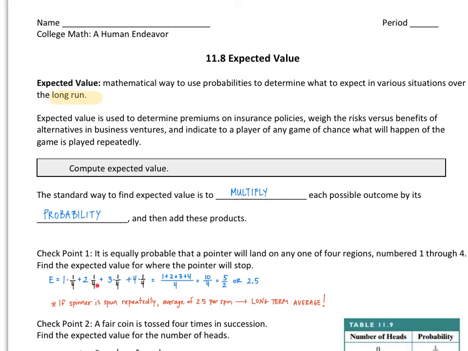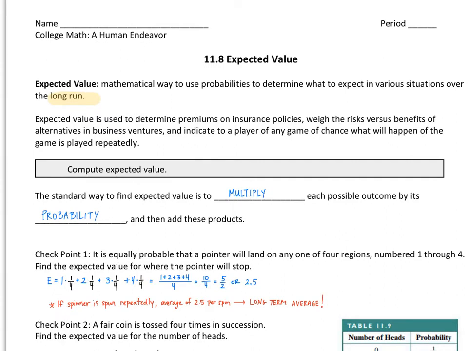Then we just multiply these through, and we end up with 10 over 4 or 5 over 2. The other way we could write it is 2.5. So what does this mean? It means if the spinner is spun repeatedly, on average, it'll land on 2.5, or we'll get 2.5 per spin. So this is the long-term average. This is in the long run. What's the average number that we're going to get?